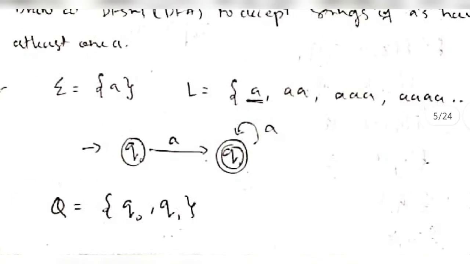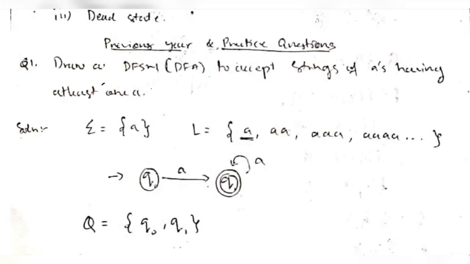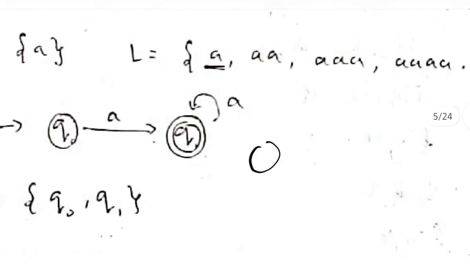If the minimum was, suppose they had asked at least 2A. If the question was at least 2A should be there, so this will be the minimum, right? This is the minimum. Now, we have two letters here. Therefore, how many states we will have? We will have 3 states.